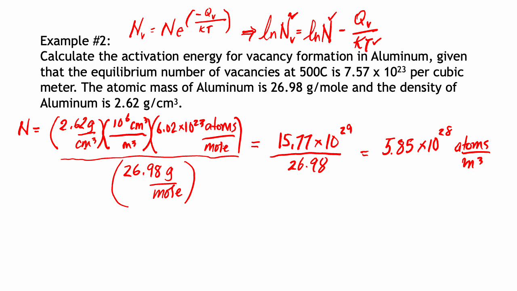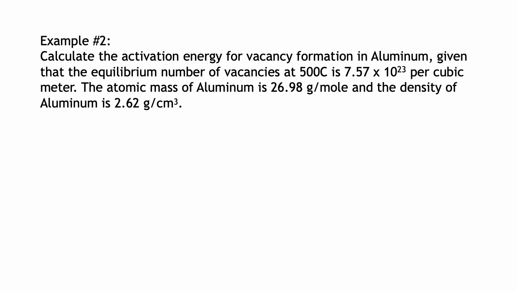I don't seem to be able to back up on this PowerPoint. So I'm going to record these values. N is 5.85 times 10 to the 28. T is 773 Kelvin. And N sub V is given at 7.57 times 10 to the 23rd. And we're asked for Q. Okay, so next slide.